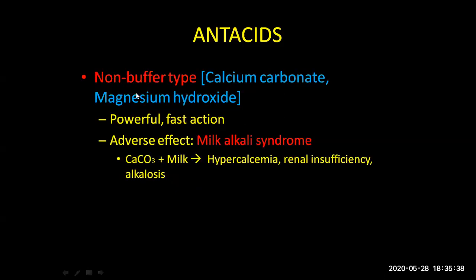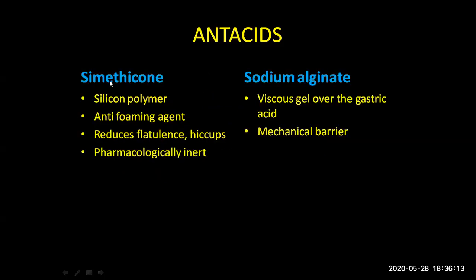The second type is non-buffer type. So examples, we have calcium carbonate and magnesium hydroxide. These are very powerful and they have fast action. But there is an adverse effect called milk alkali syndrome, which is due to the calcium component. This calcium carbonate, when somebody takes milk along with this antacid, it can lead to hypercalcemia, renal insufficiency, and alkalosis. Since these drugs are available over the counter, inadvertent chronic use of these drugs can lead to the adverse effects.